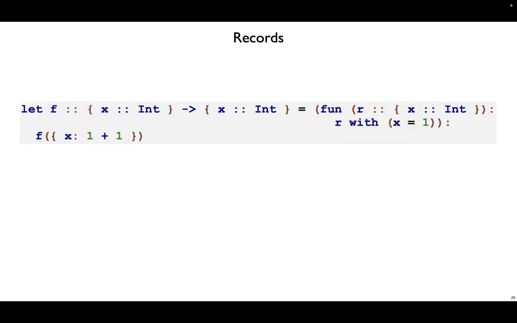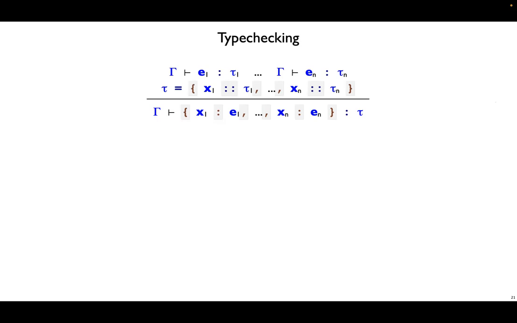Here's one more example. F is the function that we just saw, which does a record set. We apply f to the record where x is bound to the expression 1 plus 1. And since the type at the call matches the type inside the function, we know that the set expression is guaranteed to succeed and give us a new record with the field x and the type int. Let's move on now to typing rules.